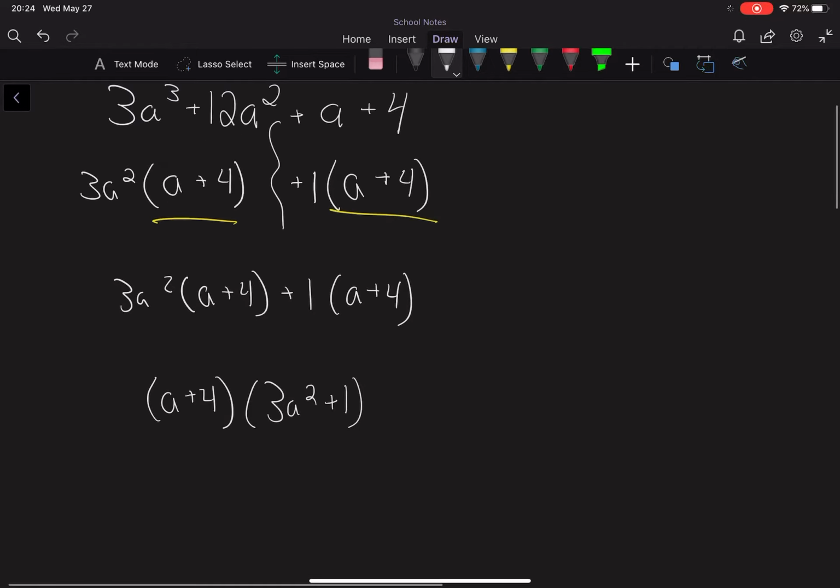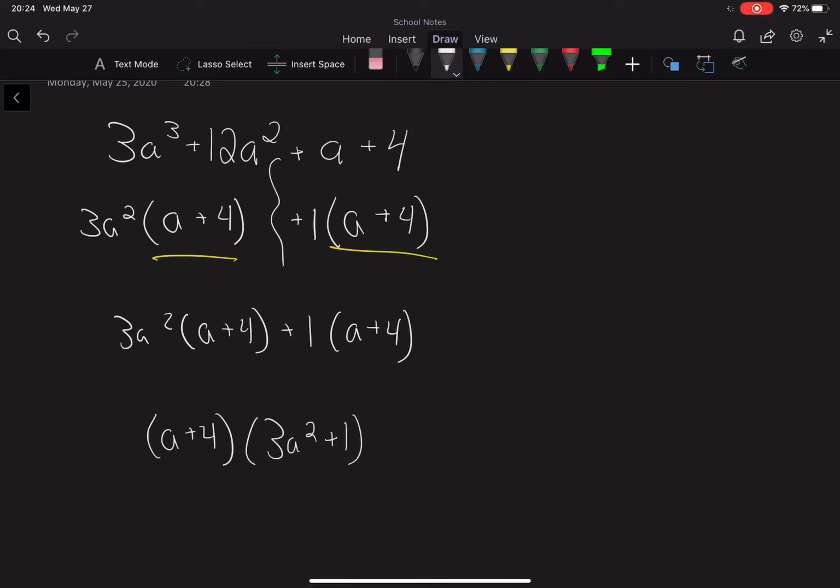So the method for this, you're going to draw a little line in between just to split the expression in half, or the equation in half. Then find the GCF on the left-hand side, find the GCF on the right-hand side. Try to get the part inside the parentheses to match each other. And then you can solve from there.